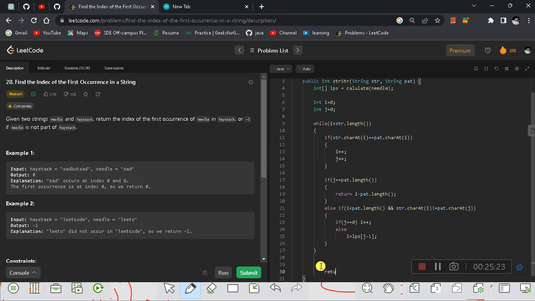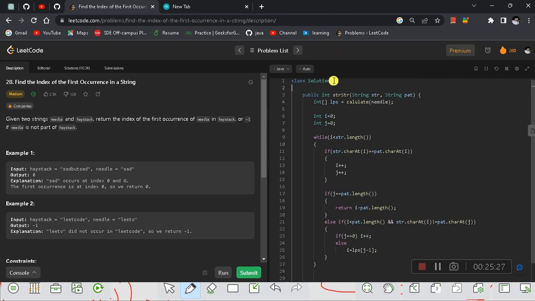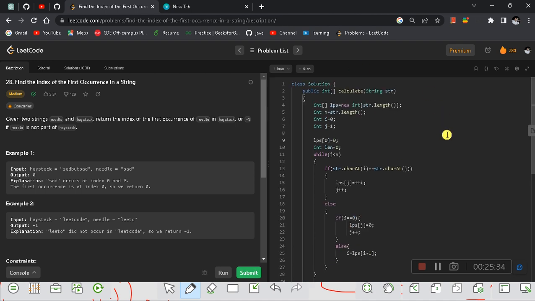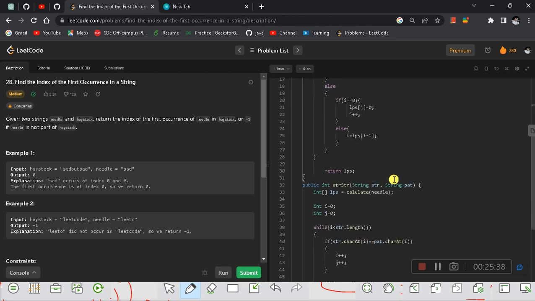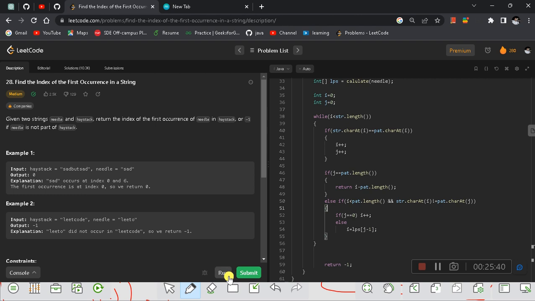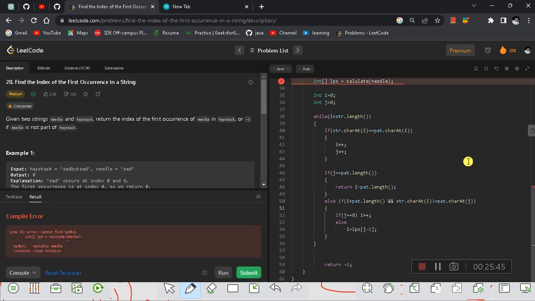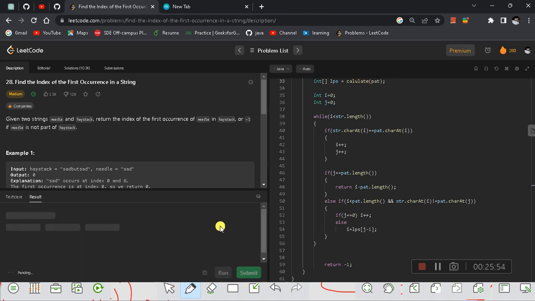Now I'm even going to write the code for the LPS array. So let me just paste it for now. I'm pasting it because I have not explained to you how the LPS array works. I just want you to assume that the implementation is something which is abstract. Okay, so this needle is showing error because we have changed our string. So I'm just going to make it pattern. Now see whether it works or not.